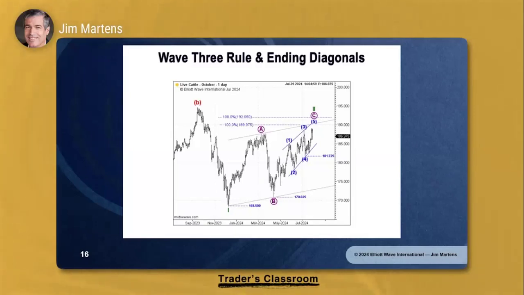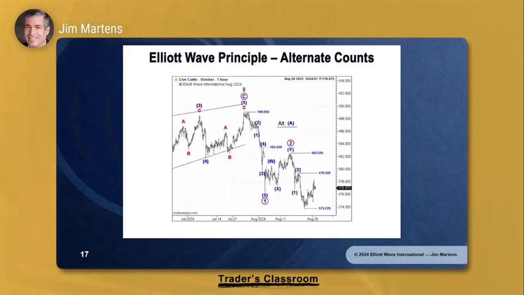So this is an example of using, again, rules, in this case the wave 3 rule, to identify where the market shouldn't go if the count is correct. We can look at what happened afterwards. Notice the wave 2 had the high at 189.05. Notice the abrupt reversal and the sharp decline that followed. Typical price action following the completion of an ending diagonal.